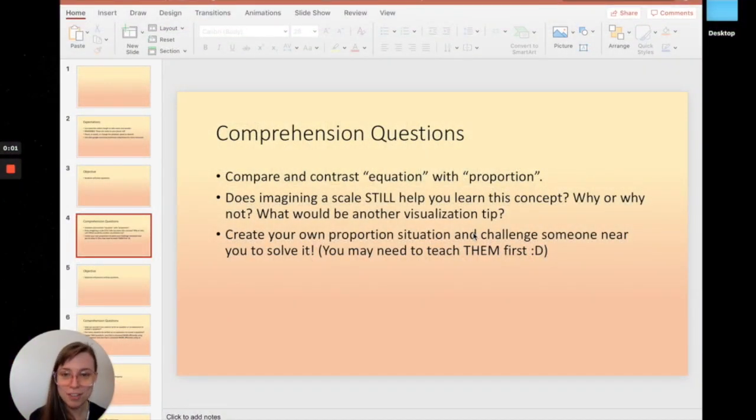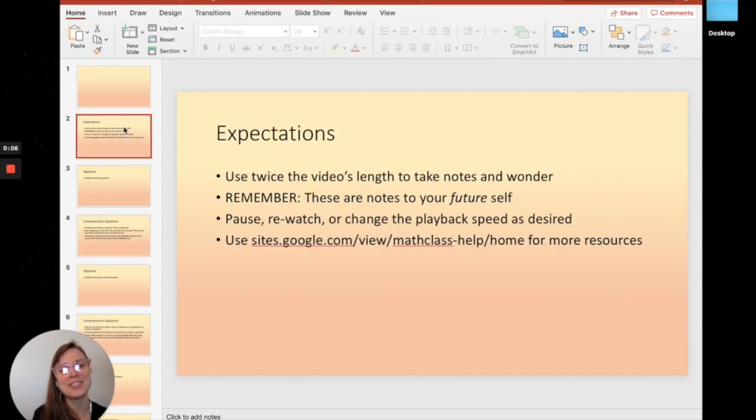Welcome back to the Pony Math Teacher, and we are working on expectations. That's what we're working on. So make sure you're making notes to your future self. So make sure you can read them. They're not just for points. They're not for a grade.